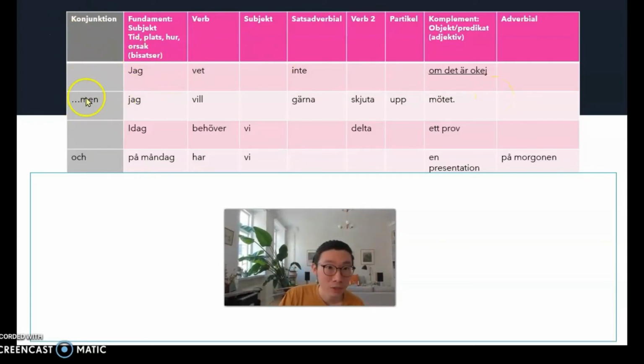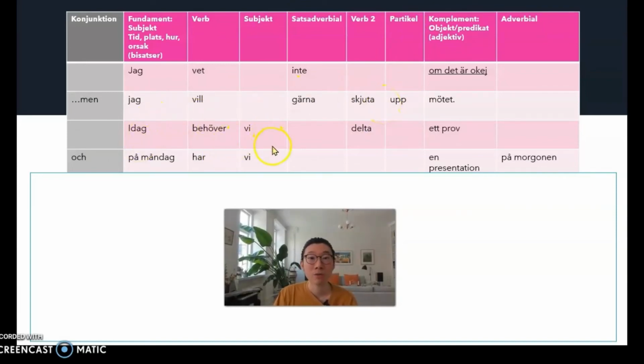Men is the conjunction, and so men is not fundament, it's not adverbial or subject, so you should not put men here, you put it outside the structure. Så men jag vill gärna skjuta upp mötet. Upp here is partikel, it's a part of the phrasal verb. Skjuta upp means postpone.